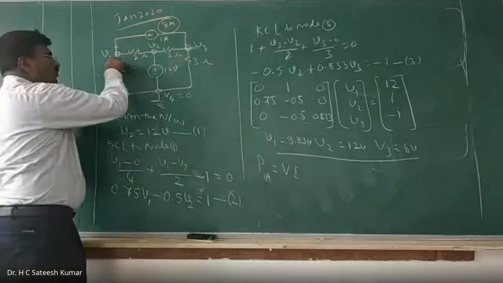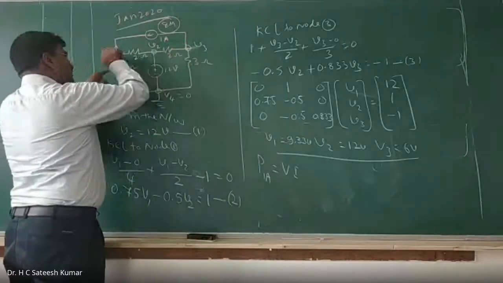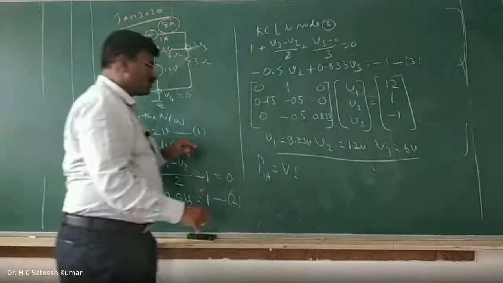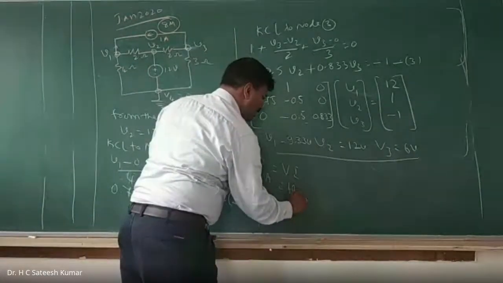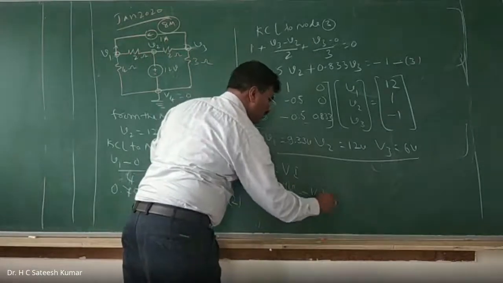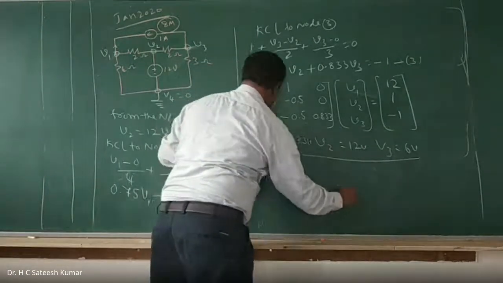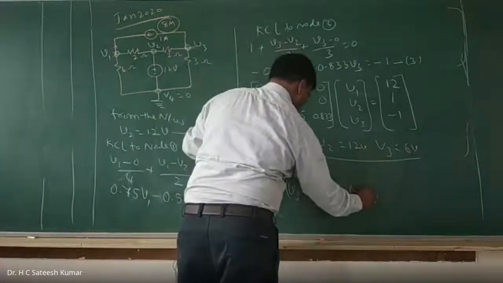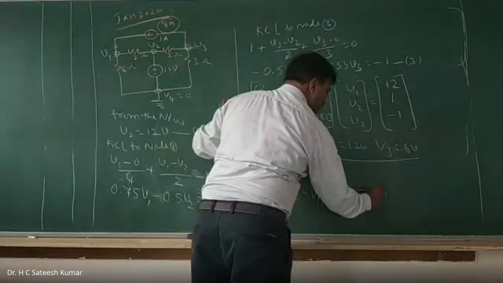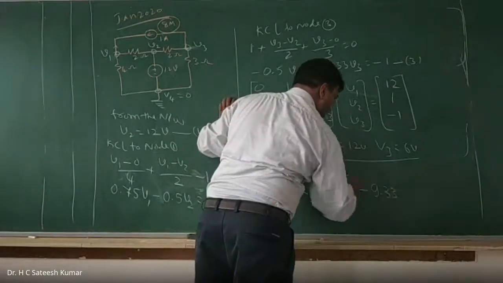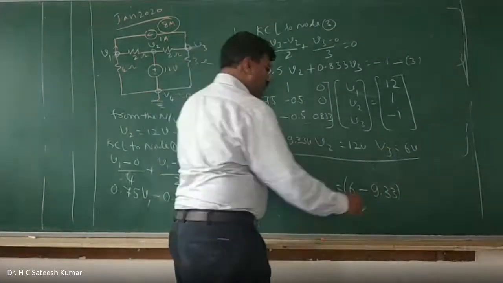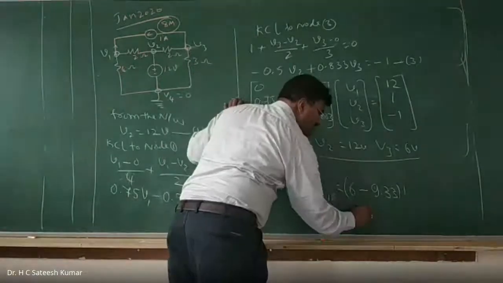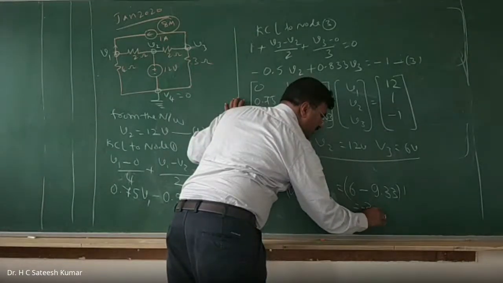If you want to find out the potential between these 2 points, we should take V3 minus V1. Don't worry about the V2. V3 minus V1, into 1 amp. V3 is 6, 6 minus V1, which is 9.33. So what do you get, into 1? Minus 3.33. The difference you should take. So minus 3.33 watts.